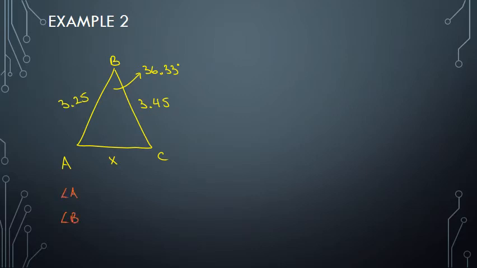Example 2. Again, you do not need to do this. I am given angle B, 36.33. Then I'm given side C, 3.25. Then I'm given side A, 3.45. And they're looking for side B. So once again, I do not have a ratio. There's no quick calculation to give me a ratio. So I'm going to be looking at cosine law.